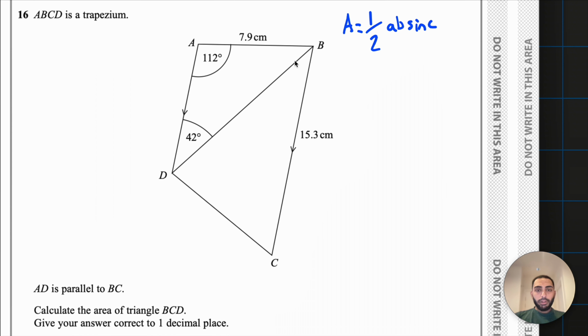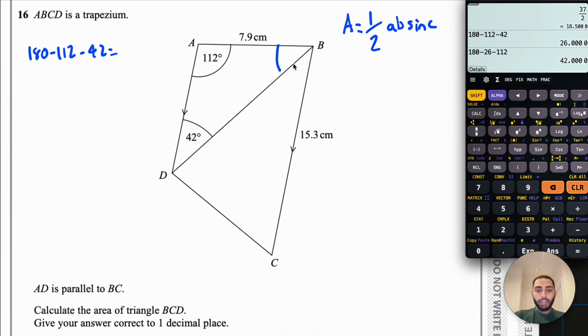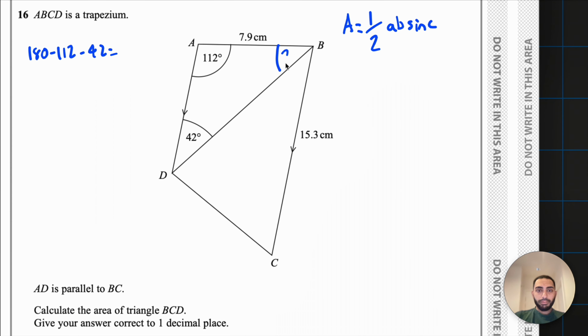So I've got this triangle. Let's work out this missing angle here. I know angles in a triangle add up to 180. So to work out this one, I've got 180, take away 112, take away 42, which is 26.